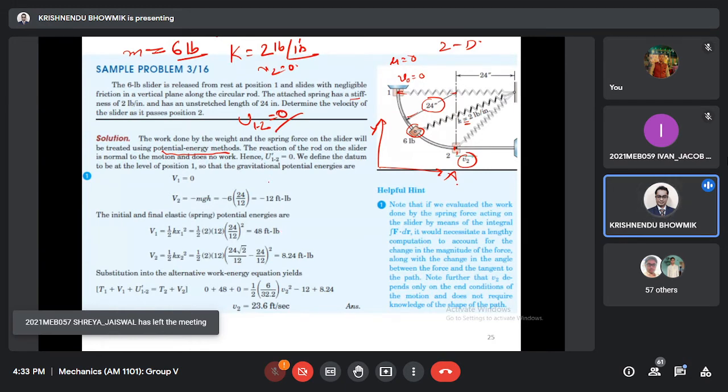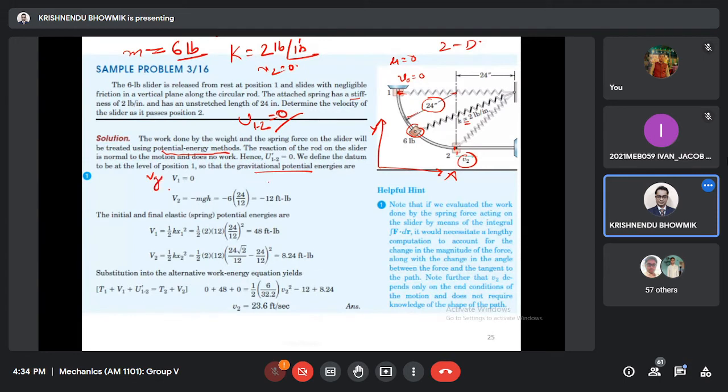Now we have to consider some datum. Let this be the datum at 1. So at 1, if it is the datum, the gravitational potential energy Vg at position 1 is 0. At 2 it is mgh. Here it is the datum. If this is the datum, h is negative. Datum is this. Try to understand.